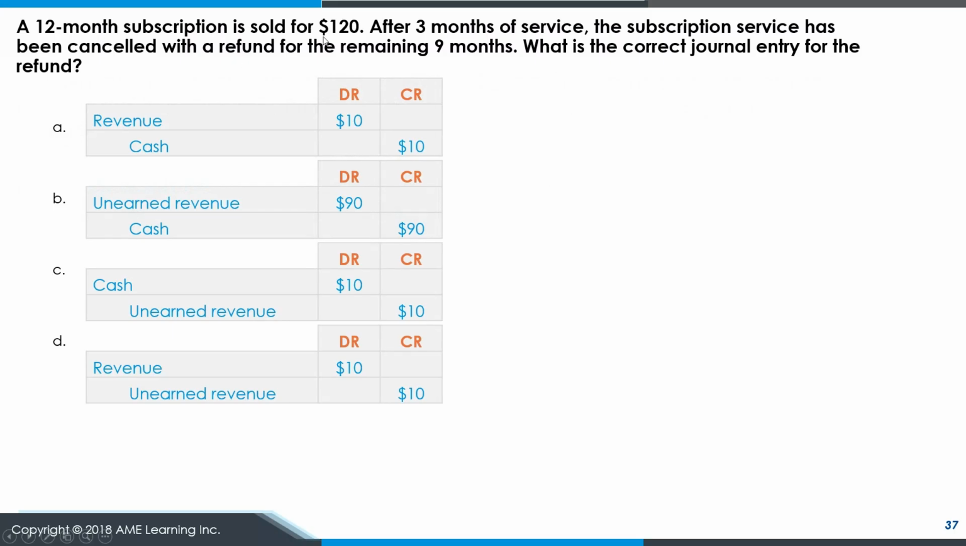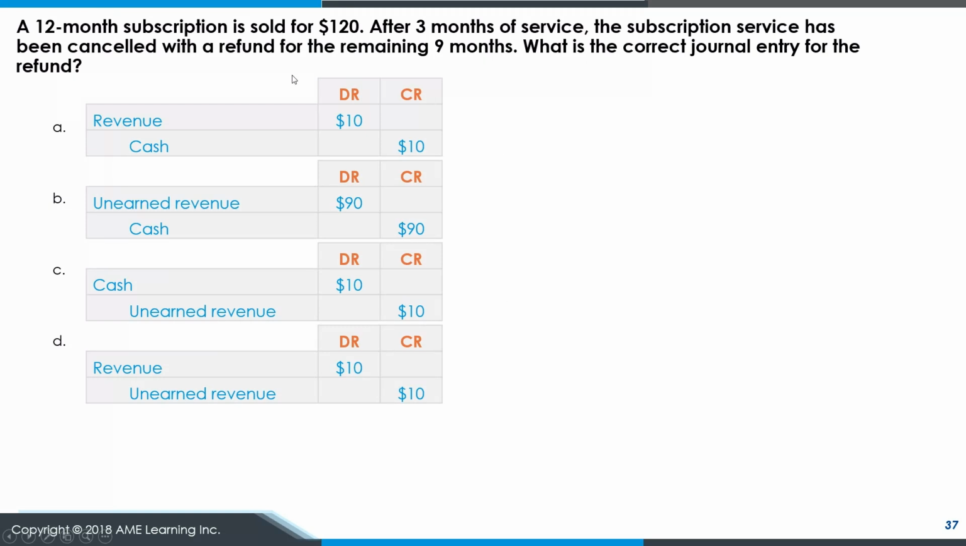Okay, this one is a similar problem, but it asks us to do a little thinking here. So we have the 12-month subscription for $120. After 3 months of service, the subscription service has been canceled with a refund for the remaining 9 months. What is the correct journal entry for the refund? So after 3 months, we started with 120. We delivered 3 out of the 12 magazines. So if every month is $10, as we can tell, we've used 120 minus 30. We've got 9 left. 9 times 10 is 90.